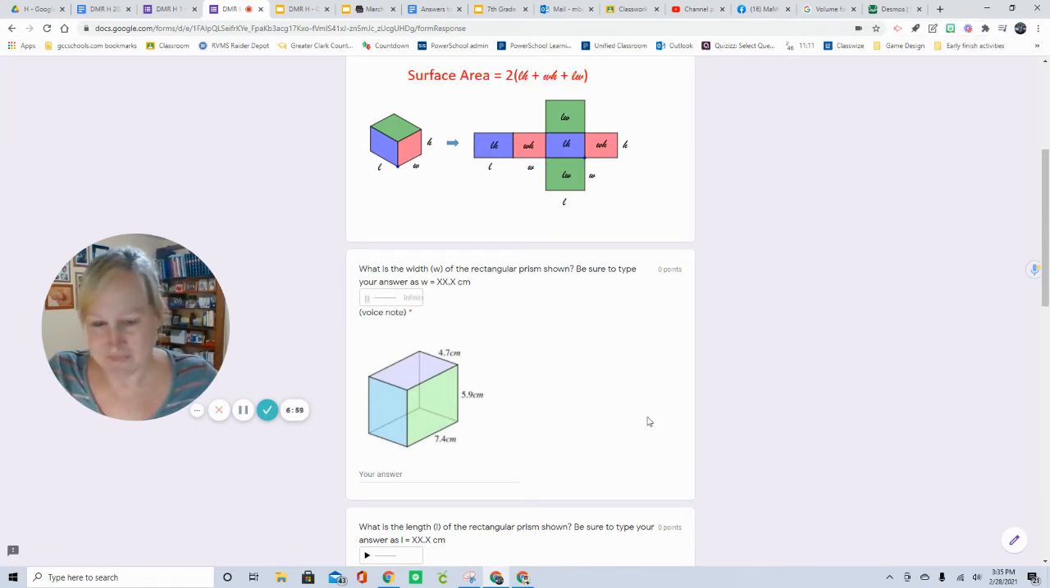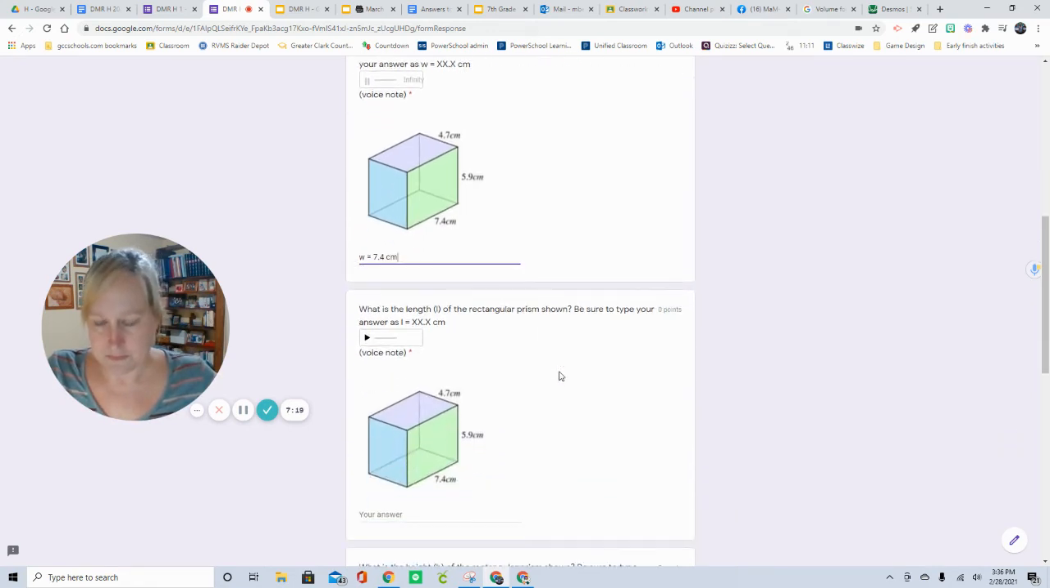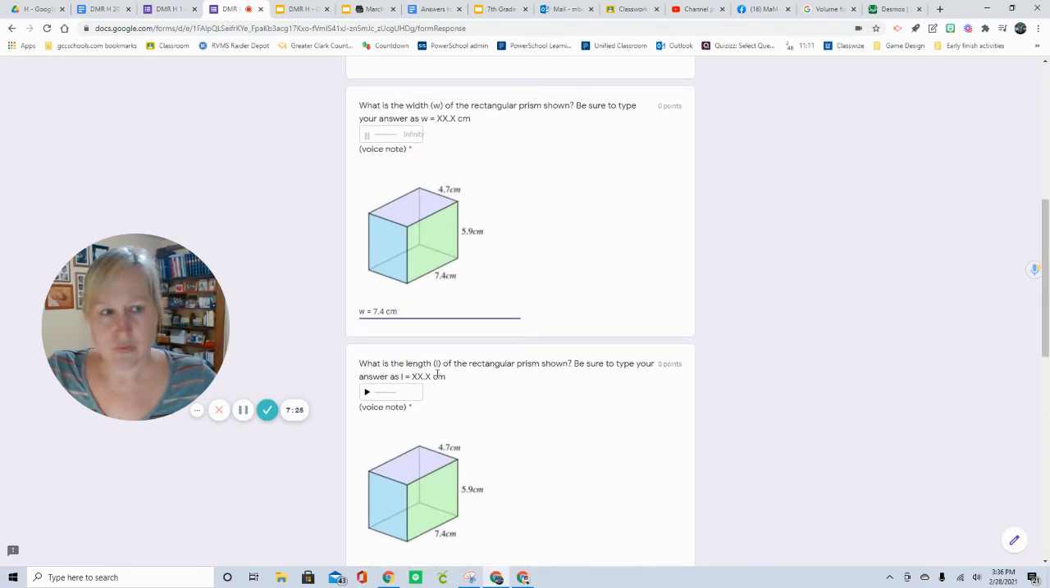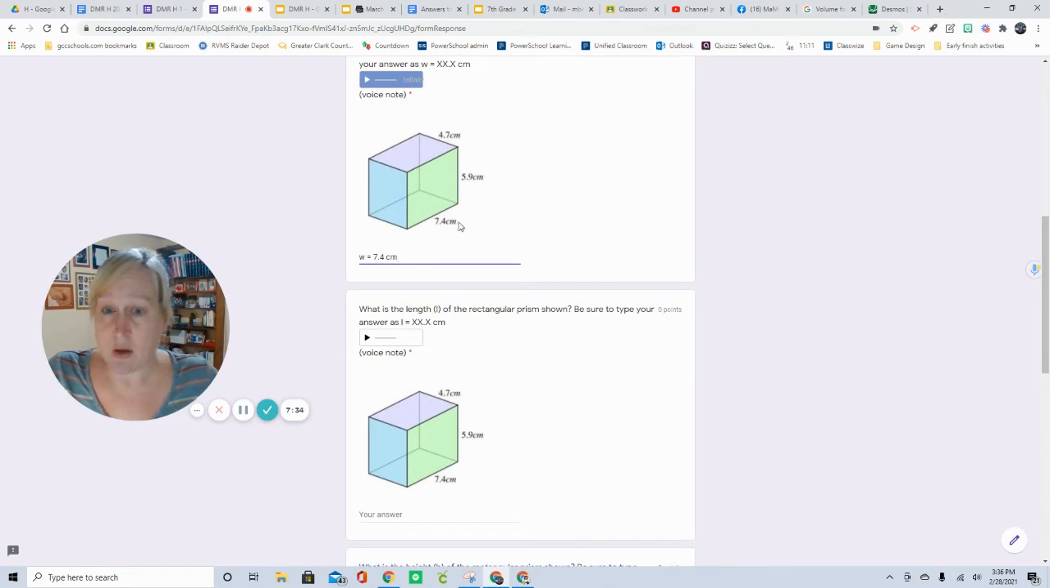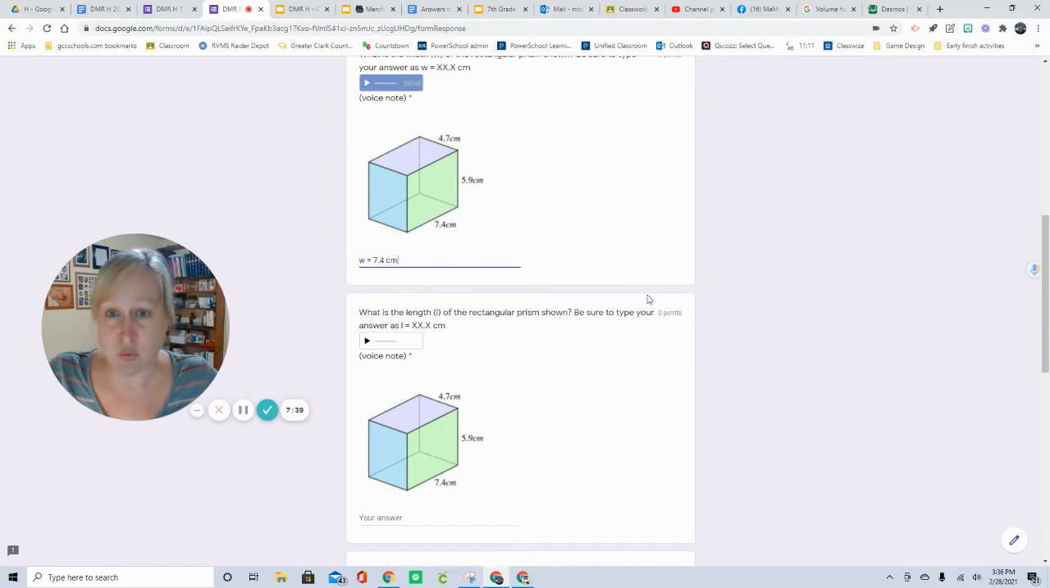Sorry. The first thing that you need to do when determining how to use the formula is decide which side of your rectangular prism is the width, the height, and the length. So this first question is asking you what is the width of the rectangular prism shown. Be sure to type your answer as W space equals the number and then a space and then cm or centimeters. So these are just like what you did on the previous problem. It wants you to determine which of these numbers is which. Which one is L, which one is W, and which one is H.